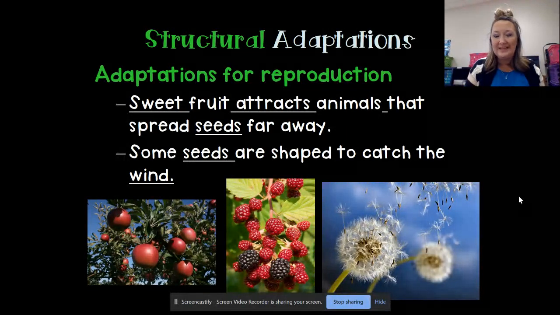And then when animals eat them, they don't pick out the seeds like we do. They eat the seeds, and then they're going to poop out the seeds, right? And those seeds are going to be in that fertilized area of feces that is going to allow them some nutrients to start germinating, which is growing and surviving. Some seeds, like the seeds of dandelions, are shaped to catch the wind. So when the wind blows, it blows the seeds far and wide.